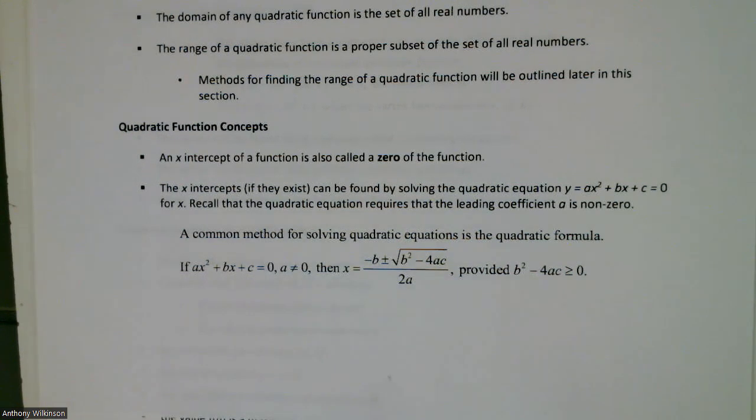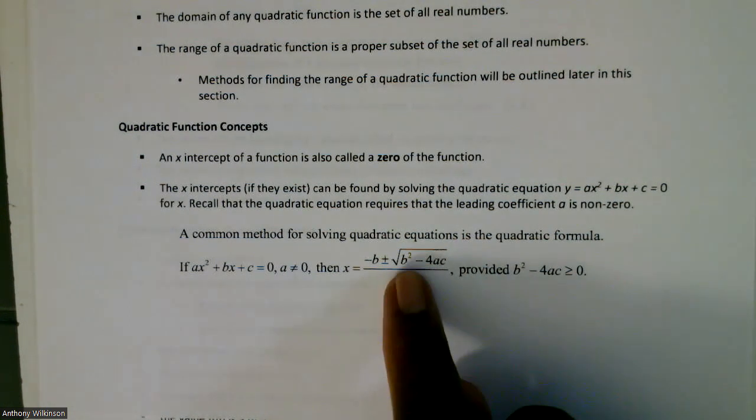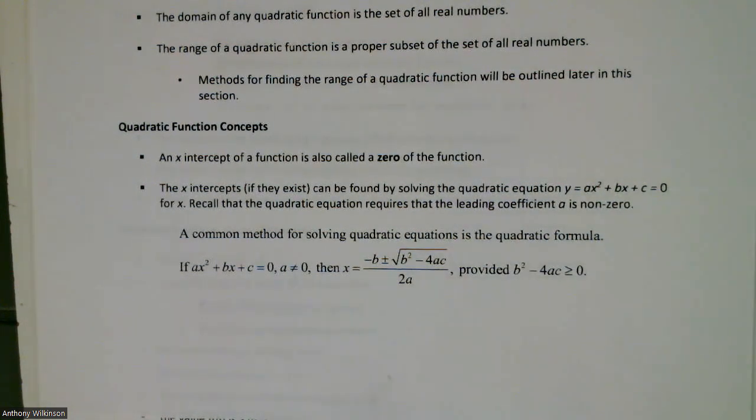So here, ax squared plus bx plus c is equal to 0, and a is not equal to 0, then x will be equal to negative b plus or minus the square root of b squared minus 4ac, all divided by 2a. The provision there is that b squared minus 4ac, that's this expression underneath the radical, has to be greater than or equal to 0. Has to be.